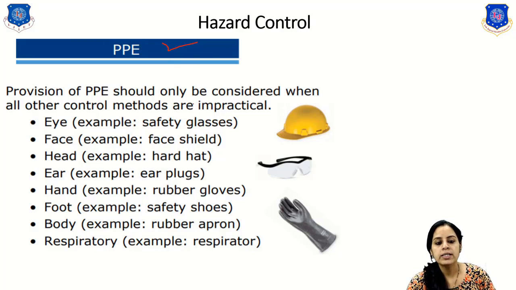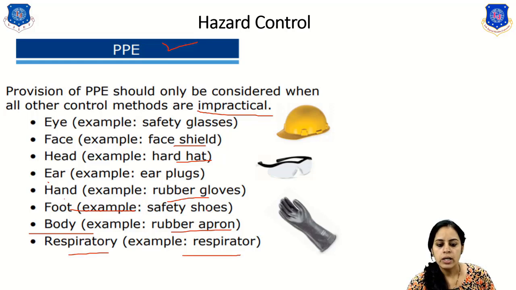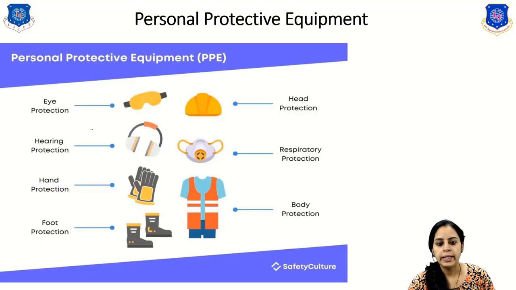It should only be considered when all other control methods are impractical. So the protective equipment for the eye is safety glasses; for the face, a safety face shield; for the head, a hard hat; for the ear, ear plugs; for the hand, rubber gloves; for the foot, safety shoes; for the body, a rubber apron; and for respiratory protection, a respirator. Now we will discuss this equipment in detail.